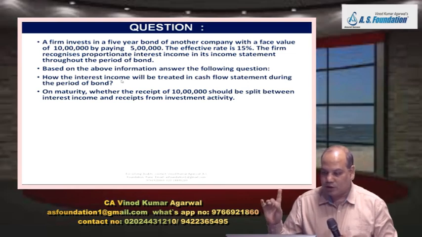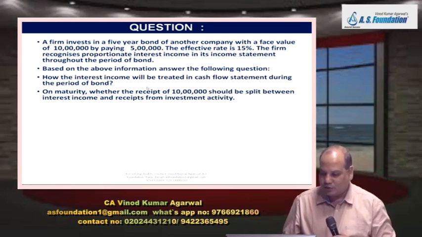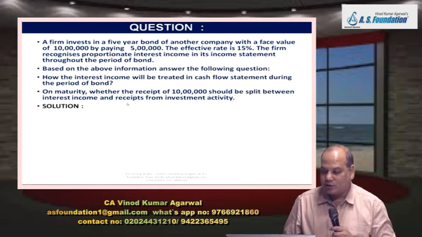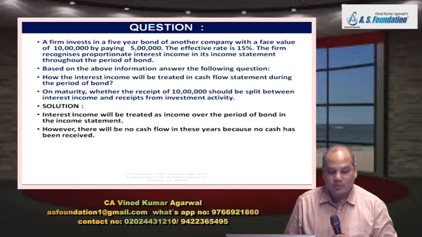You will not account for interest received. In year 5, on maturity, the receipt of 10 lakh will be split between interest income and receipt from investment activity. So interest income will be treated as income over the period of the bond in the income statement, because in the income statement you will continue to accrue the interest.